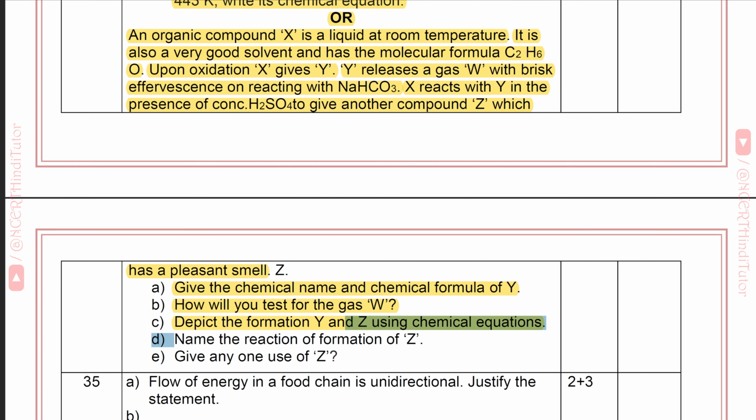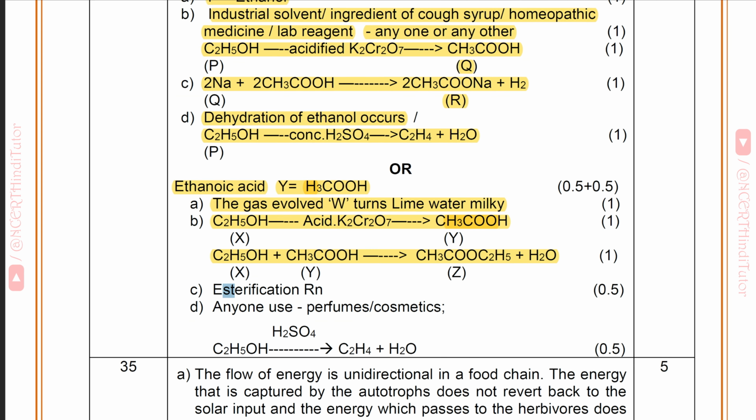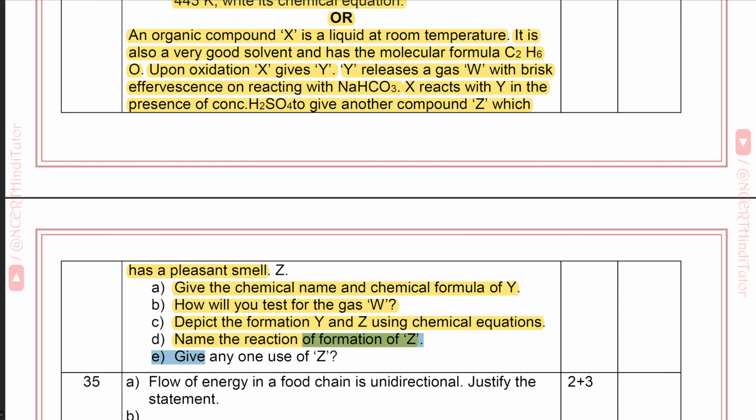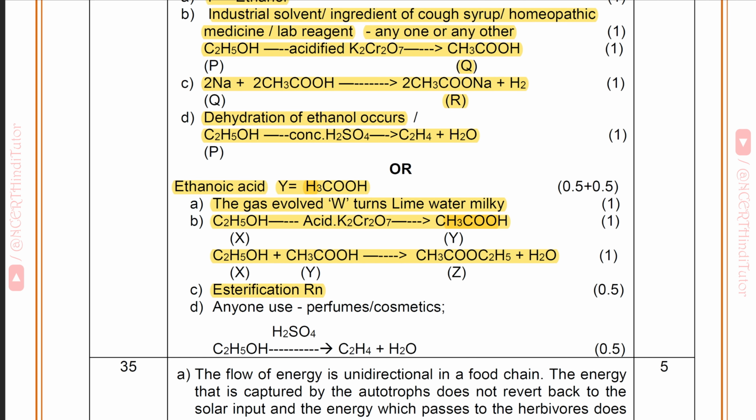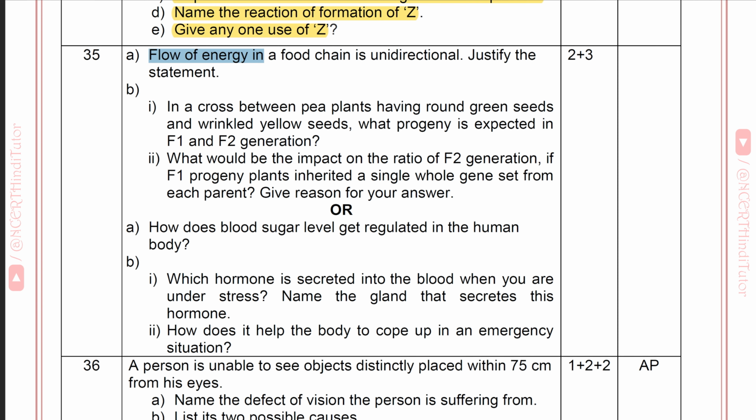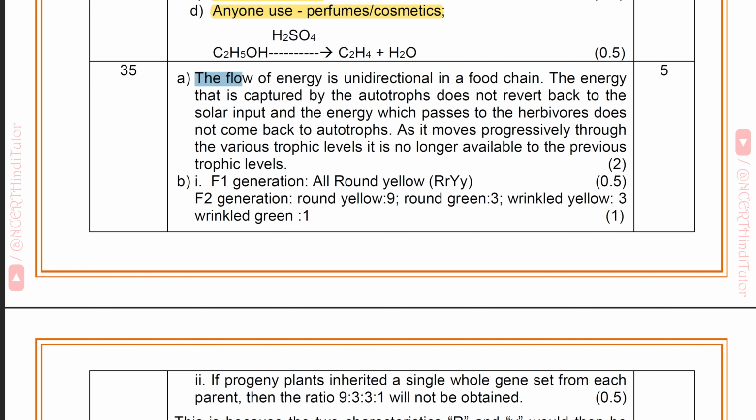Name the reaction of formation of Z. Answer. Esterification reaction. Give any one use of Z. Answer. Any use. Perfumes, cosmetics. Question 35a. Flow of energy in a food chain is unidirectional. Justify the statement. Answer. The flow of energy is unidirectional in a food chain. The energy that is captured by the autotrophs does not revert back to the solar input, and the energy which passes to the herbivores does not come back to autotrophs. As it moves progressively through the various trophic levels, it is no longer available to the previous trophic levels.